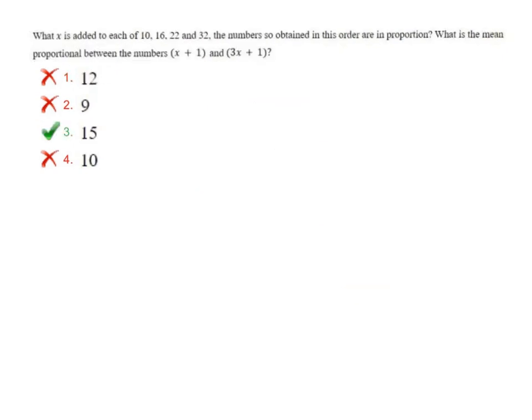What X is added to each of 10, 16, 22, 32, so that the numbers obtained are in proportion? So I can simply say proportion means 10 plus X by 16 plus X is equal to 22 plus X by 32 plus X. If you cross multiply, it will take more time for you to find it out. Then do 1 minus, then do 1 minus. So you will get 6 by 16 plus X is equal to 10 by 32 plus X. Now it became very easy.